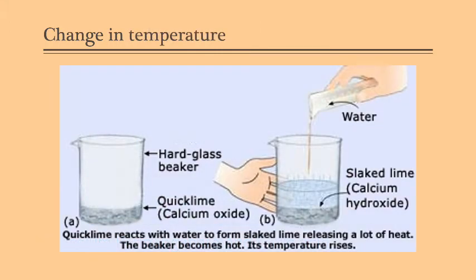Fourth characteristic is change in temperature. For example, when quicklime reacts with water, then slaked lime is formed and a lot of heat energy is produced. This heat energy raises the temperature, due to which the reaction mixture becomes hot. So, change in temperature is involved here.